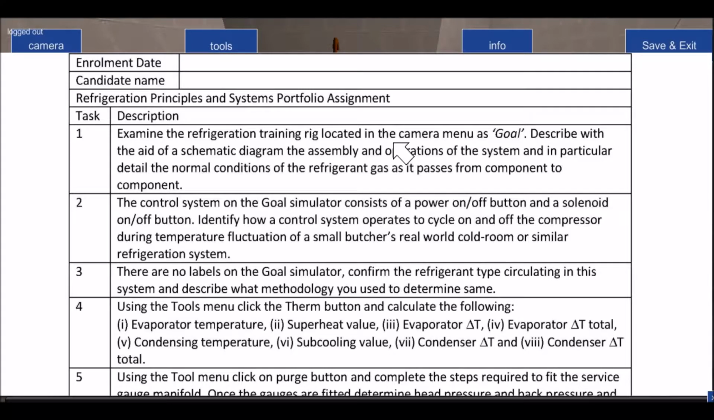Okay, now. So that's what you're being asked to do with the first item. The second item says the control system on the Gold simulator consists of a power on-off button and a solenoid on-off button. Identify how a control system operates to cycle on and off the compressor during temperature fluctuations of a small butcher's real-world cold room or similar refrigeration system.